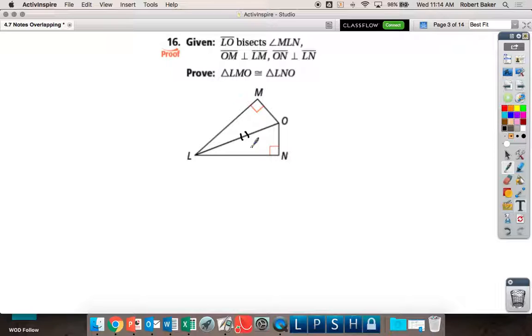Okay, let's see. Definition of bisector. Well, it doesn't say bisects that. No, it says it bisects that angle, and then they're perpendicular. So I wrote all this stuff down. It's a lot. How did you know that?